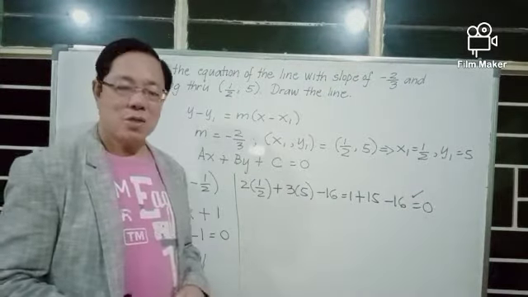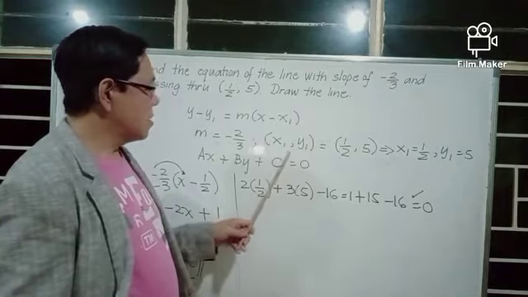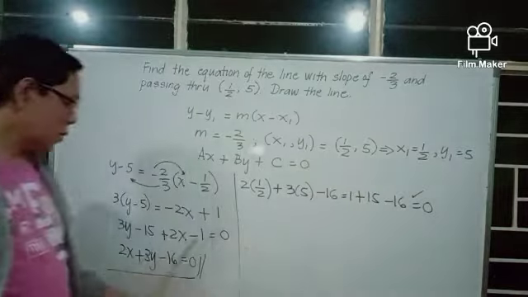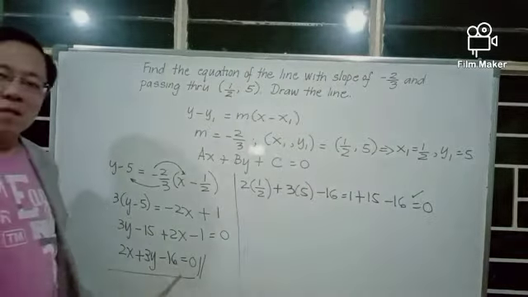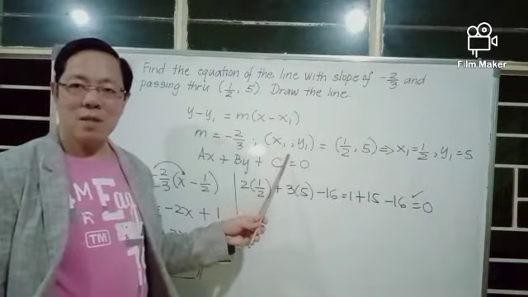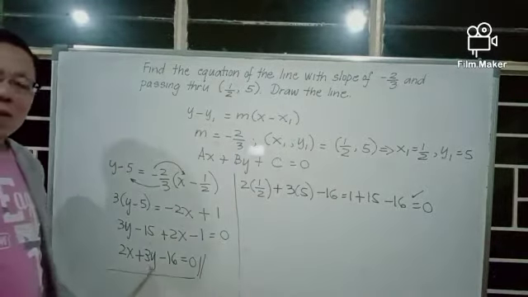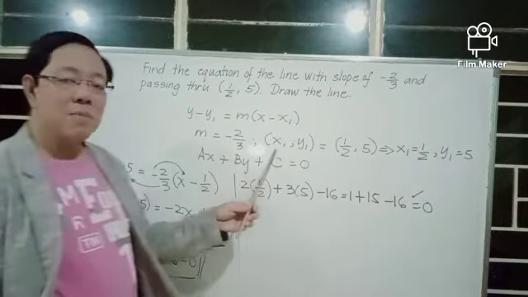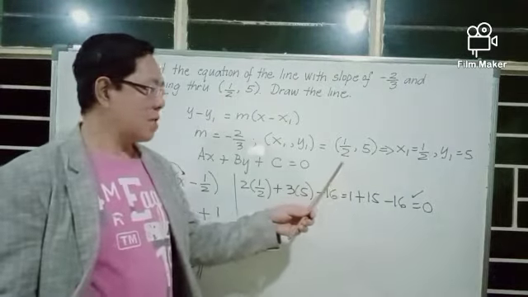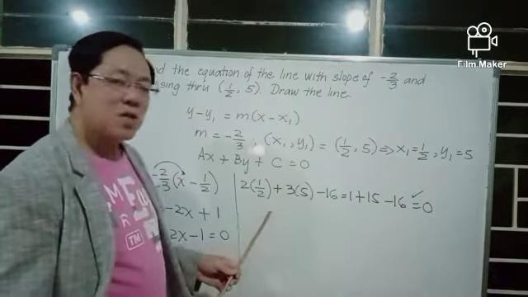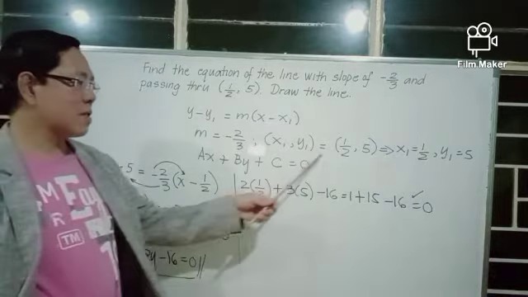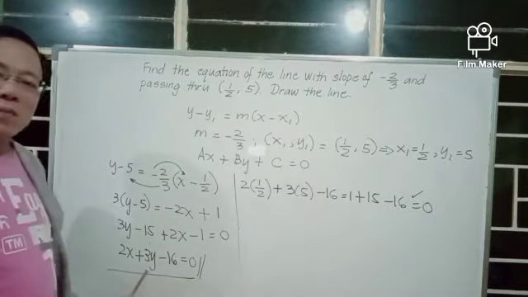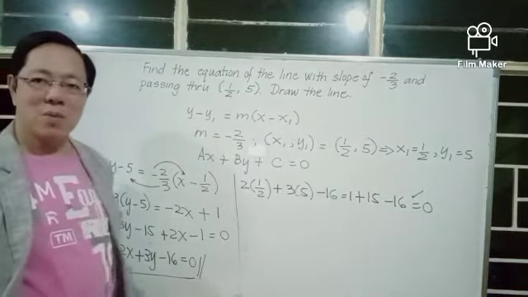Thus, we have checked that the point with coordinates 1/2 and 5 is a point on the line with equation 2x plus 3y minus 16, because the coordinates of this point satisfy the equation of the line. Similarly, we have checked that the line passes through the given point 1/2 and 5 because the coordinates of this point satisfy the equation of the line, which means that the point with coordinates 1/2 and 5 is really on the line with this equation 2x plus 3y minus 16 equals 0.